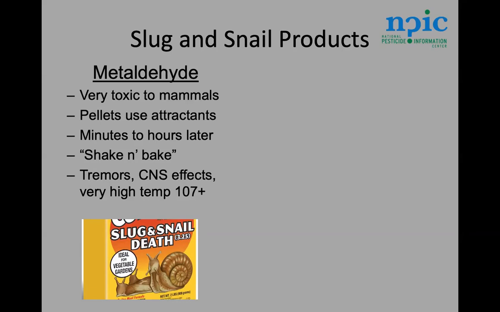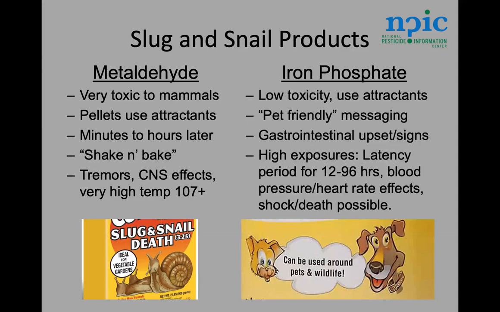Now, if a mammal were to eat these pellets, either within minutes or sometimes hours later, they can experience what we would call shake and bake syndrome. It's called shake and bake because they're getting tremors, they're having central nervous system effects, and it's characteristic that there's going to be a very high temperature, sometimes 107 degrees plus. And of course, that can result in tissue failure and organ failure. So in 2006, EPA put new labeling requirements onto these metaldehyde products to try to prevent poisonings of pets. And a new player came onto the market, or a more popular player, and that was iron phosphate.